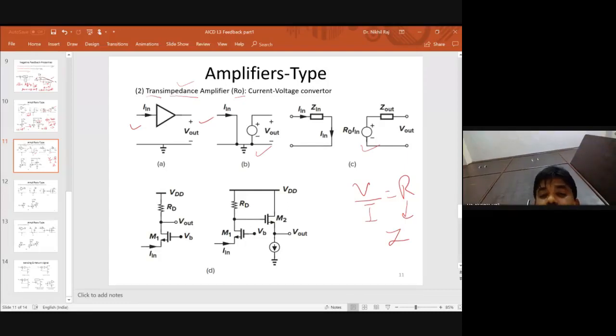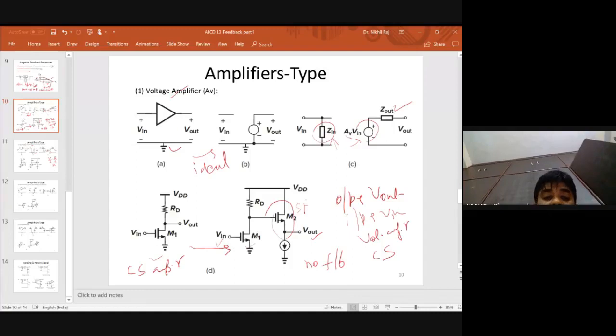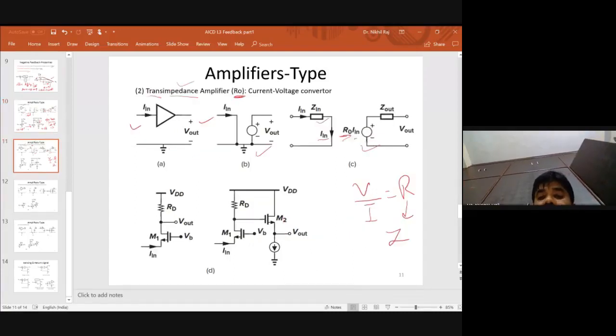Okay. So the input is current, so input resistance will come into the picture. Then here the amplification factor is your R naught. So R naught is a function of I in here. Earlier it was your AV, but here it is R naught, because it depends on the amplifier. And then Z out is there. So this is the circuit.